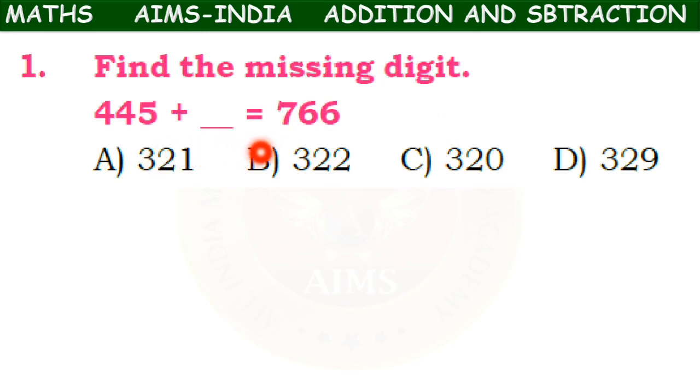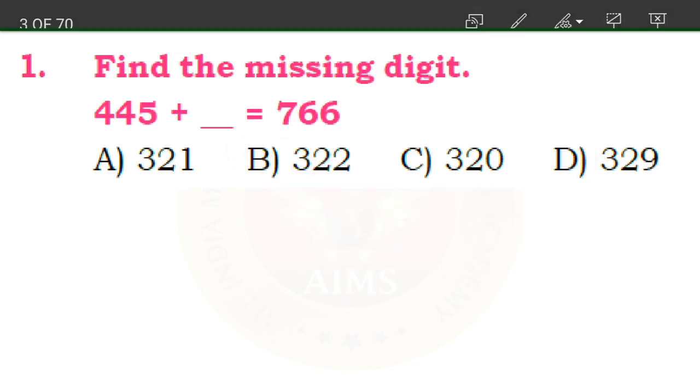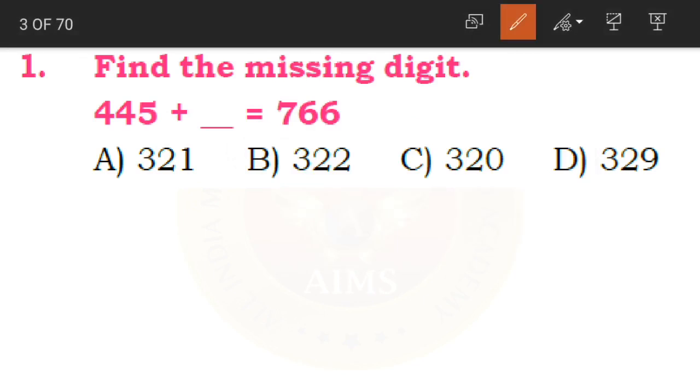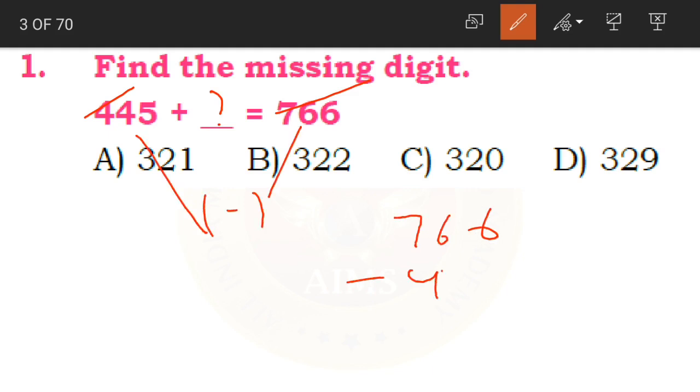455 plus dash is equal to 766. If you remember about this children, yes, what should we do? Addend is given and the sum is given. We need to find out the other addend. That means we need to subtract the addend from the sum. Yes. So 766 minus 455.